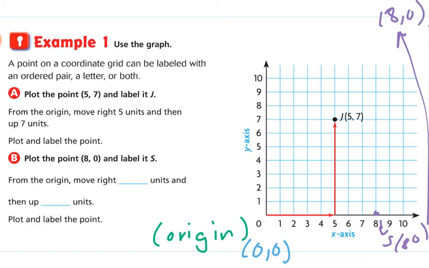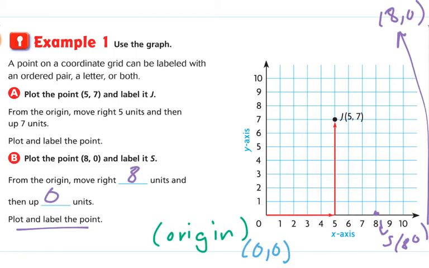So it says from the origin, we moved 8 units to the right, and then we moved 0 units up, and that's where we plotted and labeled the point. So hopefully yours is a little bit more clean than mine.